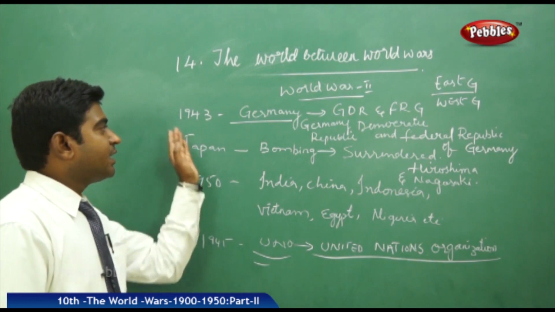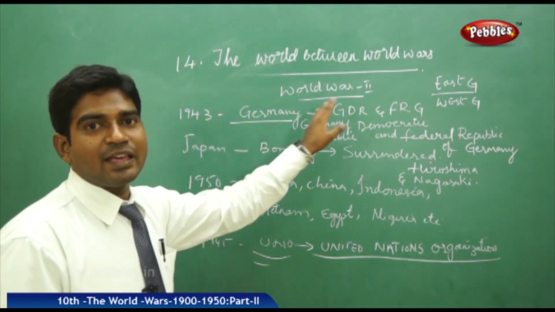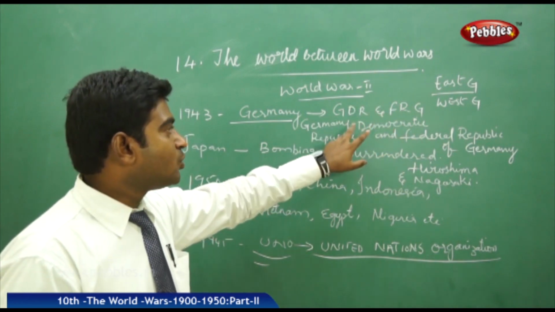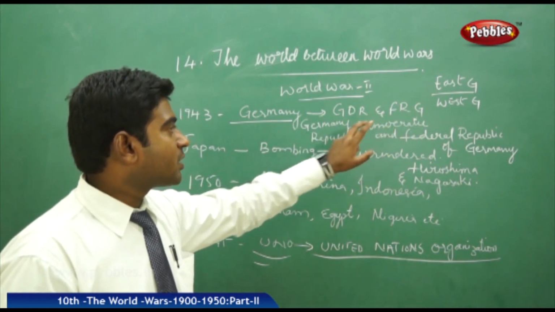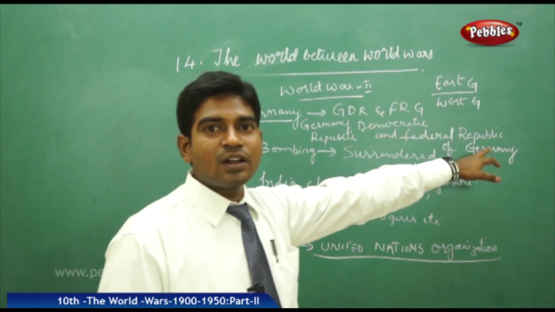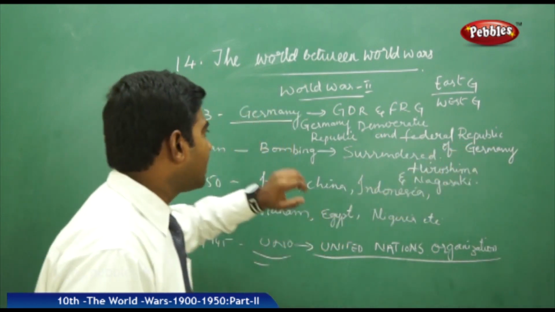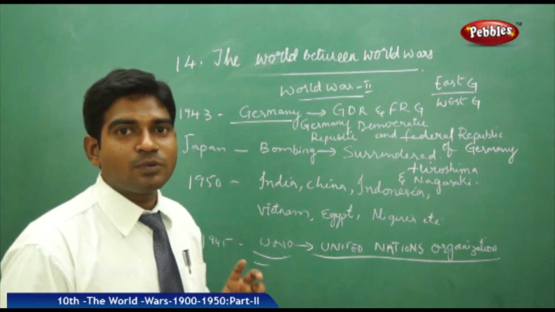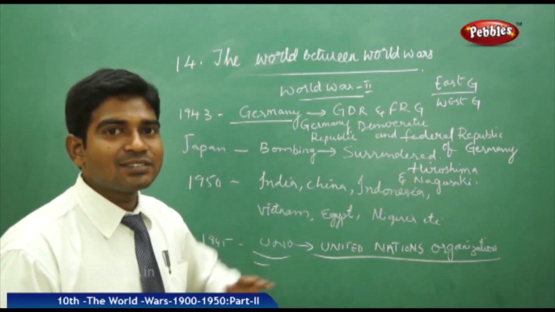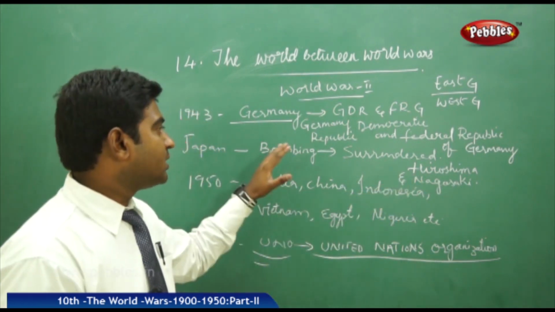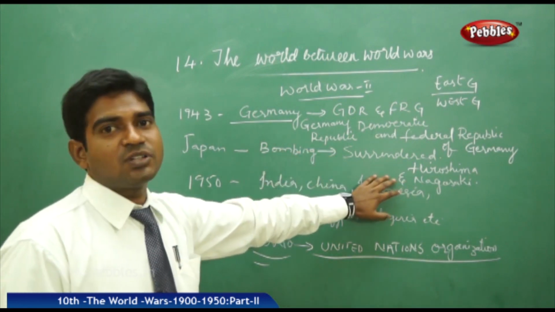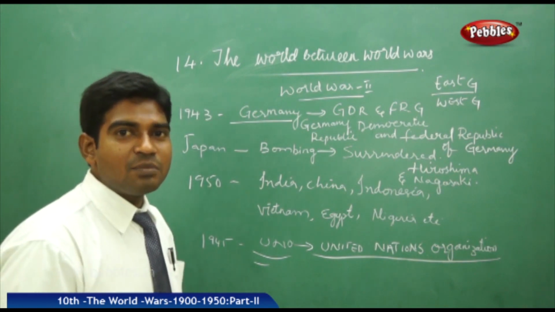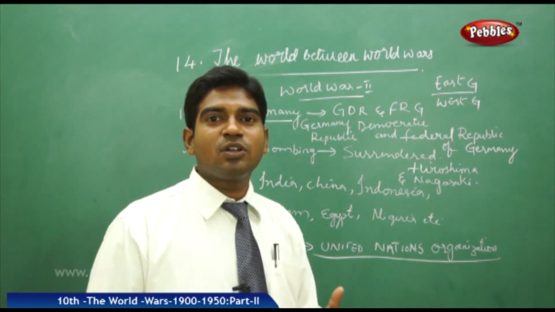What happened for us in 1943? Literally Germany has surrendered everything, and Germany was divided by 1945 into two new countries, German Democratic Republic and the Federal Republic of Germany. Then in Japan, in 1945, after the USA dropped the bombs on Hiroshima and Nagasaki, the final output was they had to surrender unconditionally. In 1945, another major development was the establishment of UNO.